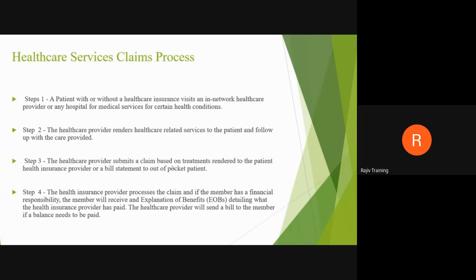If the member has a financial responsibility, the member will receive an EOB, that is explanation of benefits, saying what kind of breakup plan. So EOBs will be provided, detailing what the health insurance provider has paid, and the healthcare provider will then send a bill to the member, in case there is any balance that needs to be paid. So these are the steps involved in the healthcare service claims process.